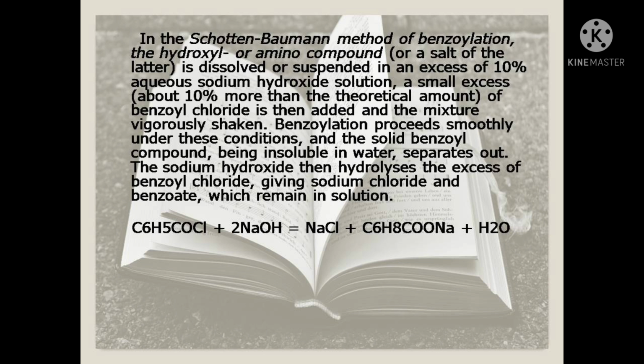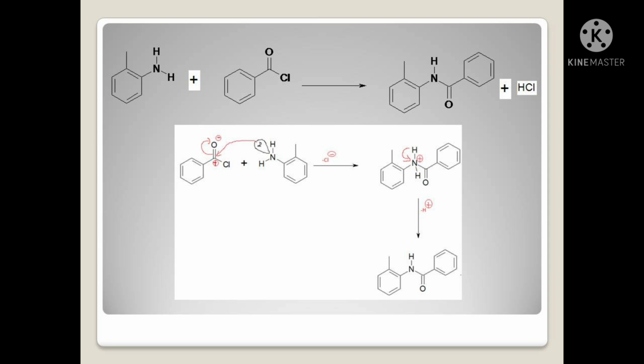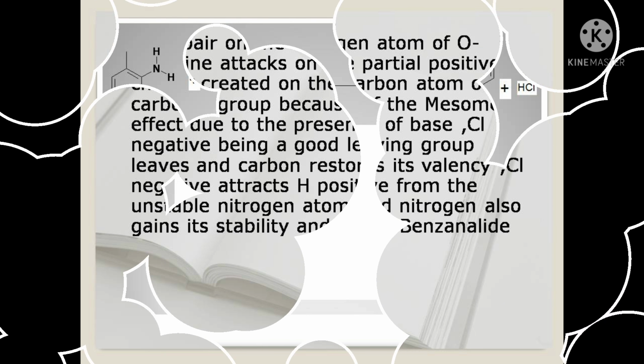And the following is the reaction. This is the main reaction going on in the experiment, in which o-toluidine reacts with benzoyl chloride, which gives benzotoluidide and hydrochloric acid, and this is the most expected path followed by the reaction.